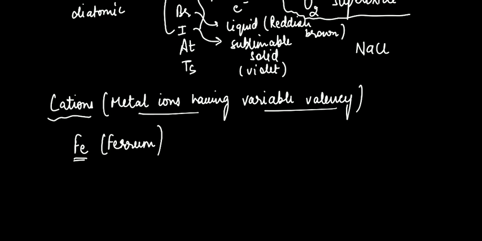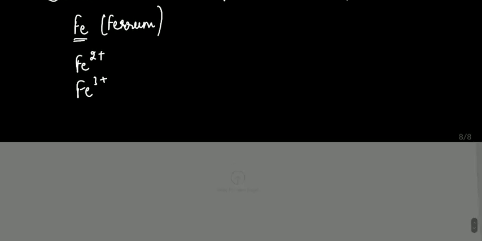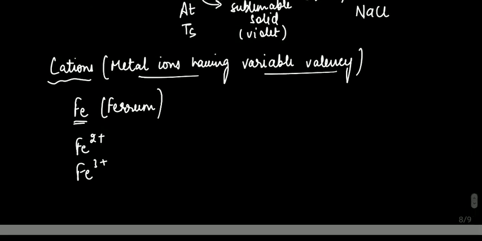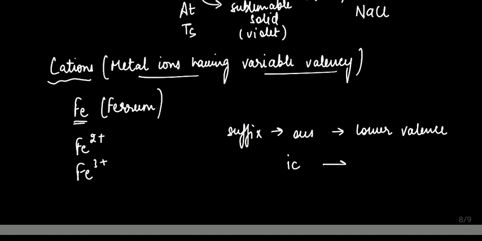So we know this is iron. Iron has two variable valencies, one is Fe2+, another is Fe3+. So we have a pattern to learn over here. We use the suffix -ous for the lower valence or the lower number, and then we have -ic for the higher valence or the higher number.